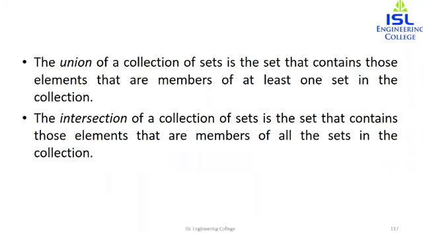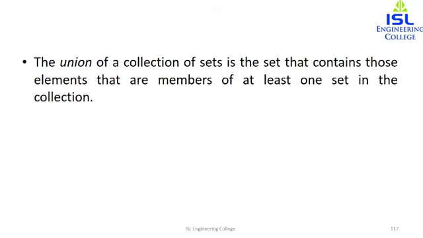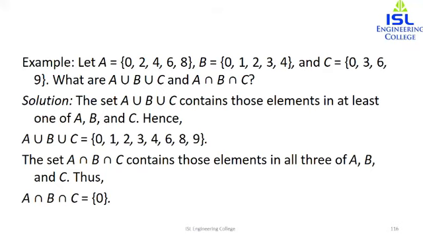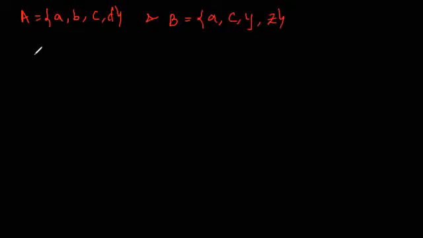Now let's see an example. So let's see an example for sets and set operations, and then we will end the topic. So the example is A is equal to {A, B, C, D} and B is equal to {A, C, Y, Z}. We are supposed to find A cross B.